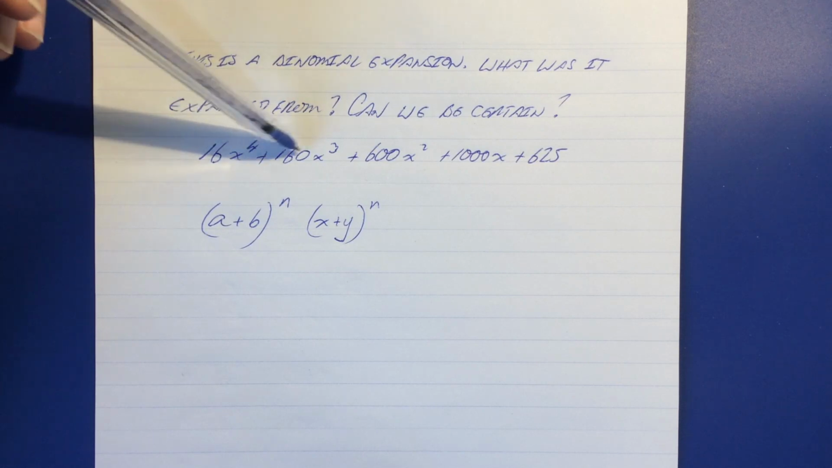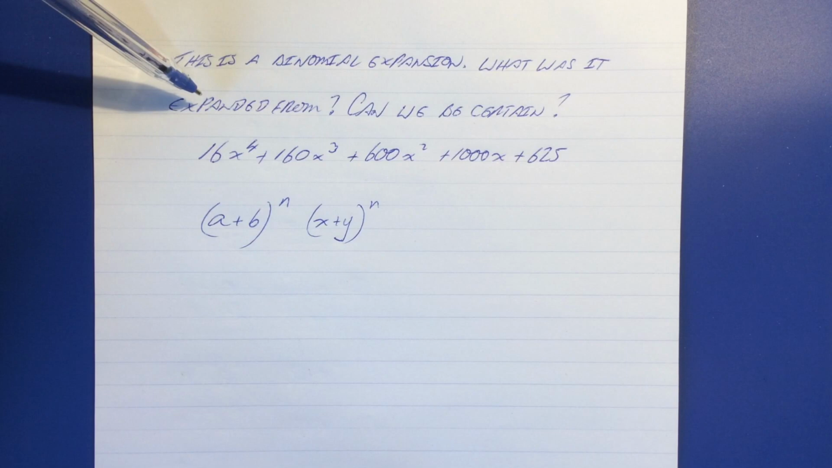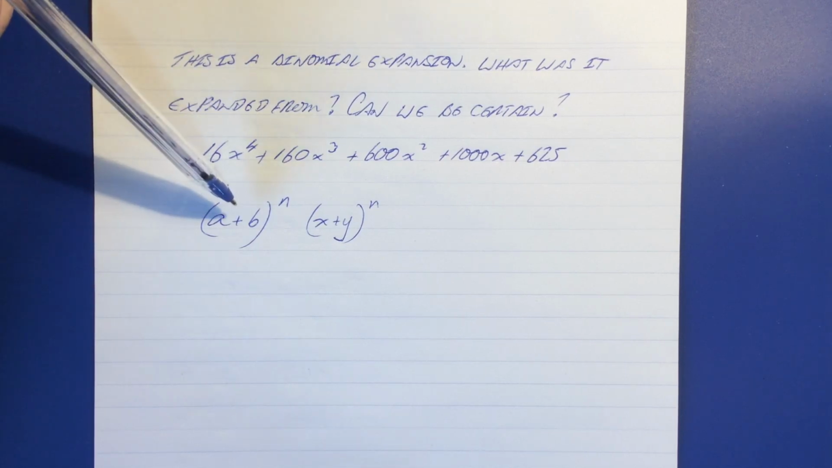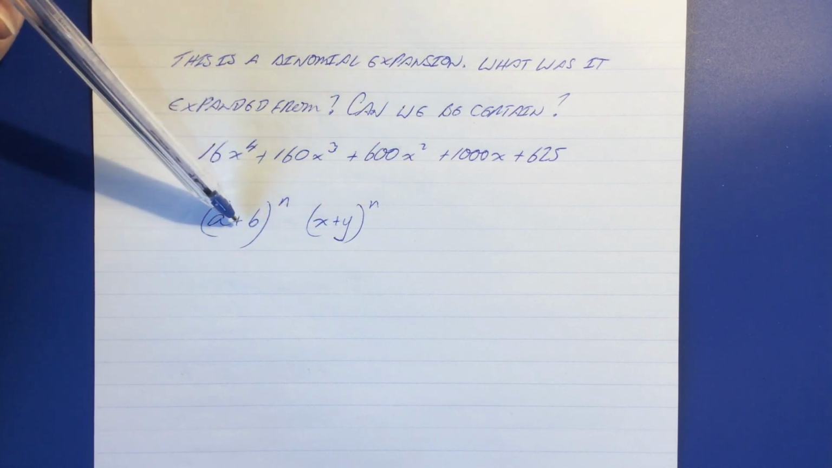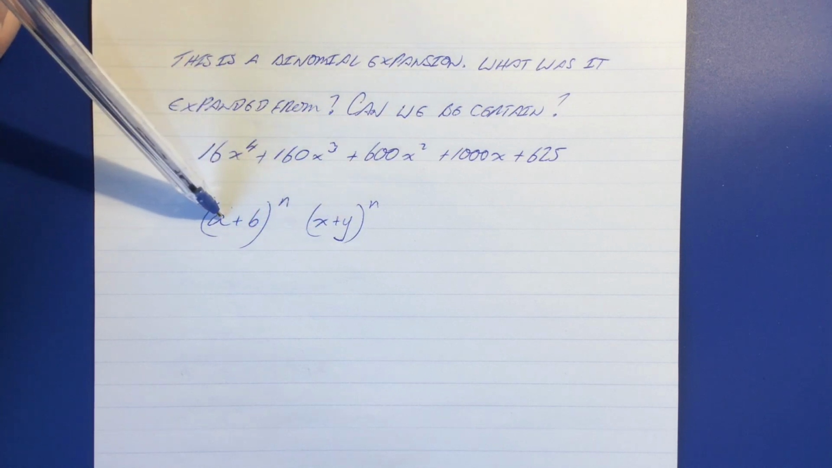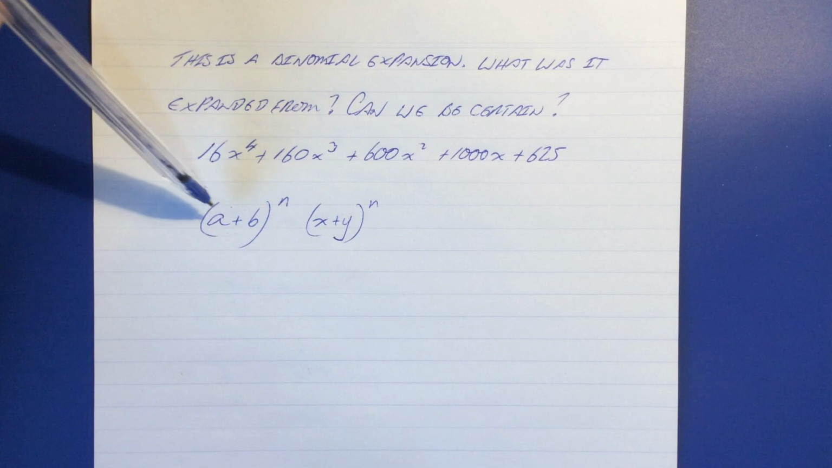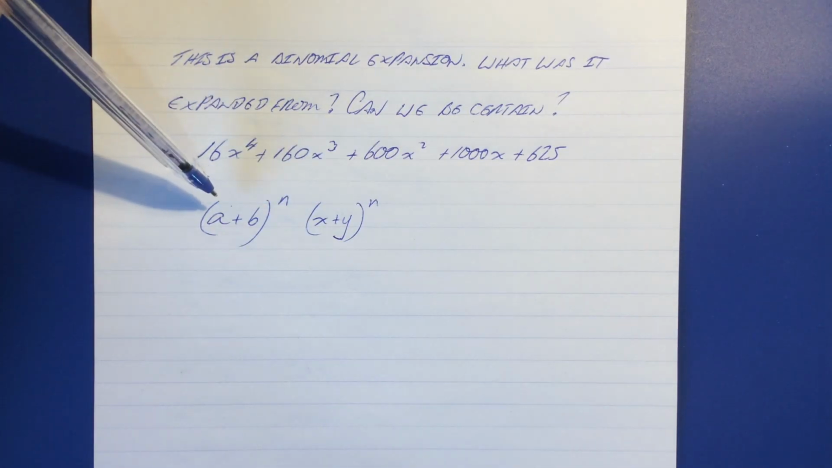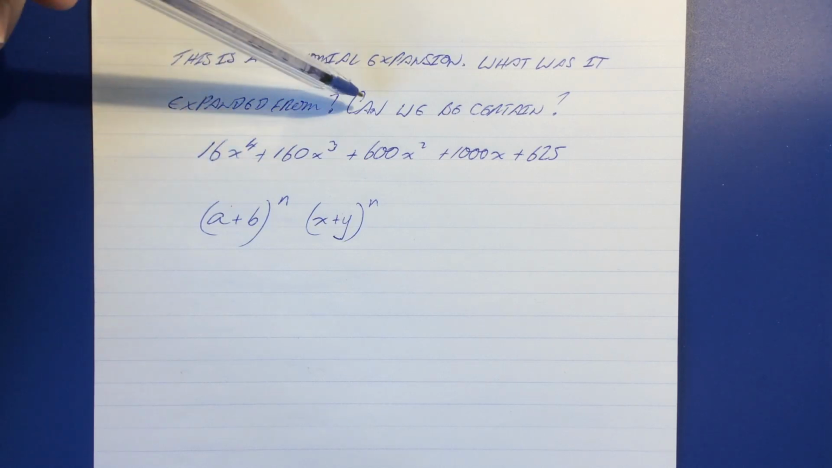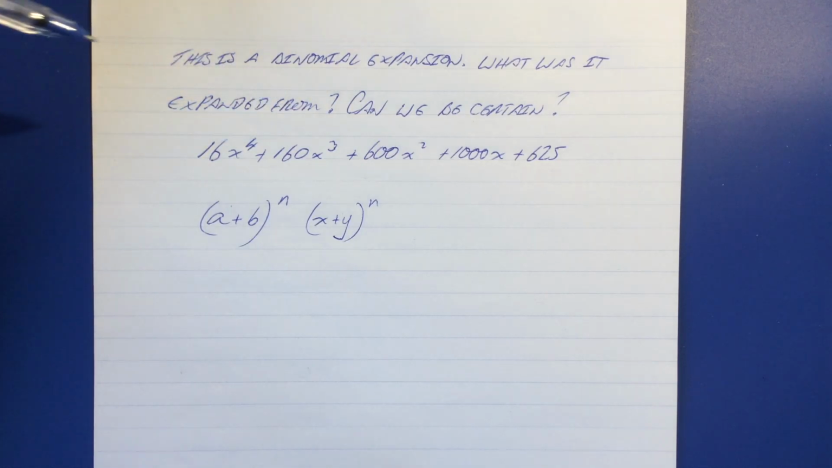So what we have here is we're told it's a binomial expansion, and we're asked what it was expanded from. Where did it start life, either in this form or this form? By the way, this could just as easily be minus as plus. But these are the basic forms in which you see a binomial expansion set out. Okay, so what was it expanded from? And the second question, which is kind of interesting: can we be certain about our conclusion?